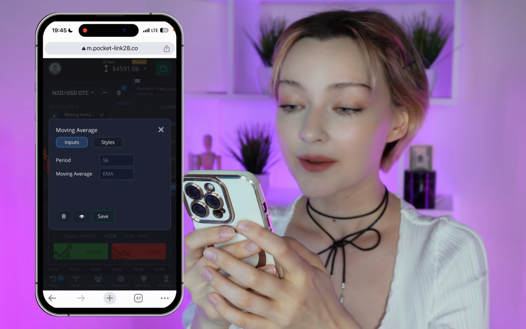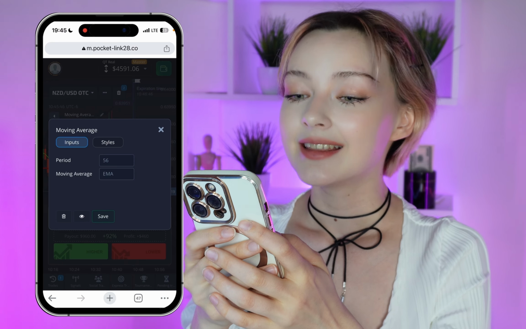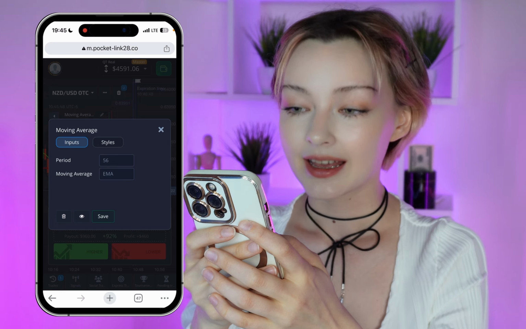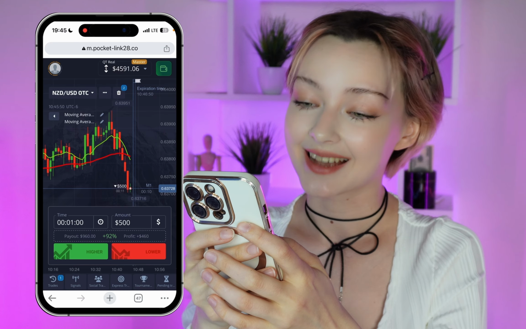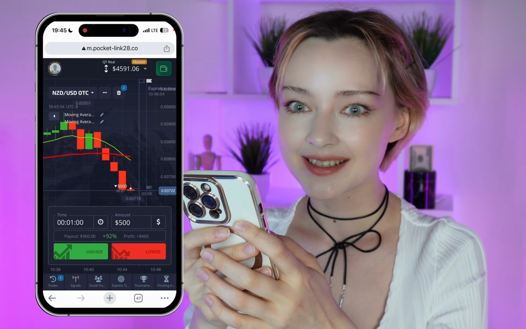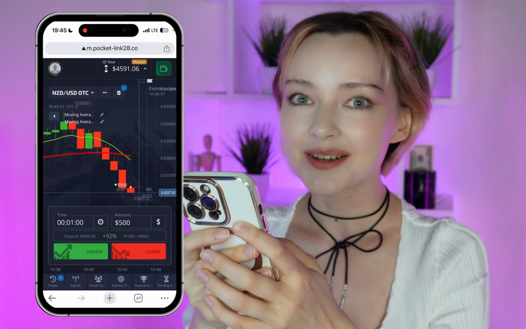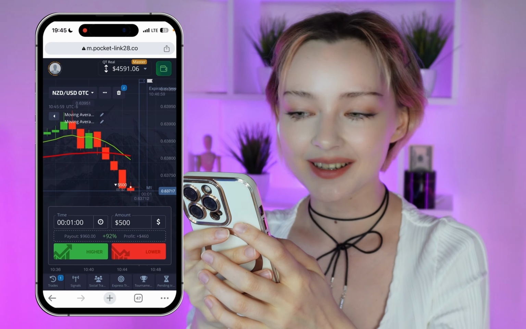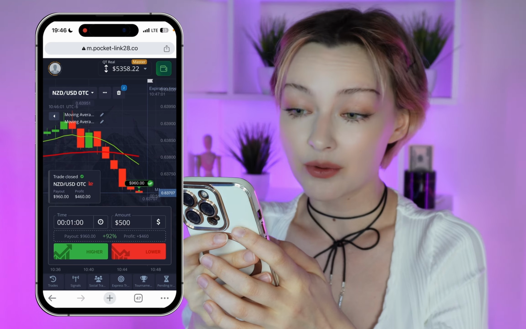The second line now, the period is 56. The type is EMA, and here's my preferred style. The deal will close in 10 seconds. The next candle is likely to end up red, which will let us earn $460 since our forecast was downwards.